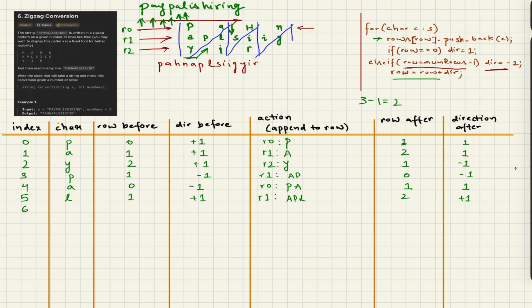Okay, moving to the next index, which is I. Currently I have I at hand. From the previous operation I have row 2 and direction +1, and this is R2. In R2 I had Y, and I will be added to this. Now, row after this: is my row equal to numRows minus 1? Yes. Direction becomes -1, and my row becomes 1, because 2 minus 1 is nothing but 1, right?